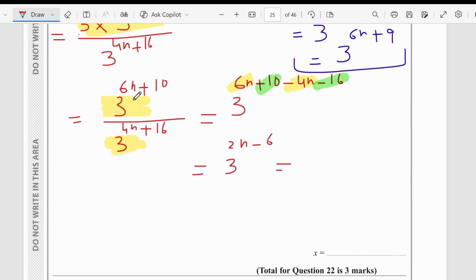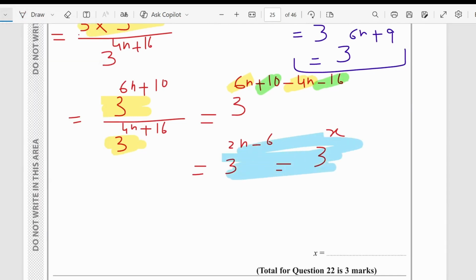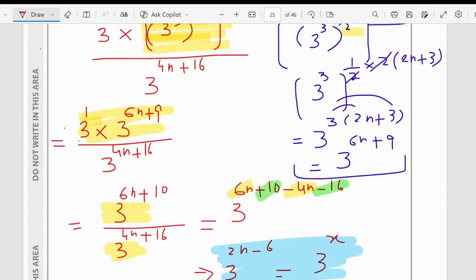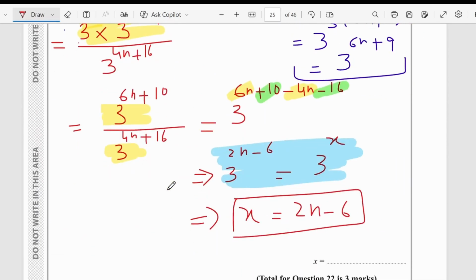Now I'm going to write this 3 raised to power x. As we have the indices rule, the bases are the same and equal, so the powers will also be equal to each other. So we have the value of x: x equals 2n minus 6. That's our required answer, because it was asked to write x in terms of n. So this is the answer for this question.